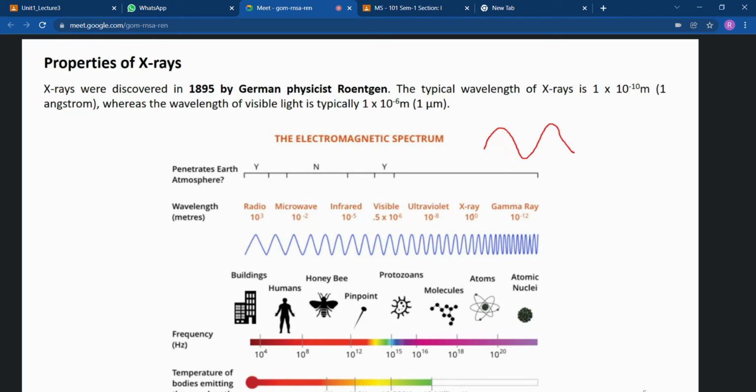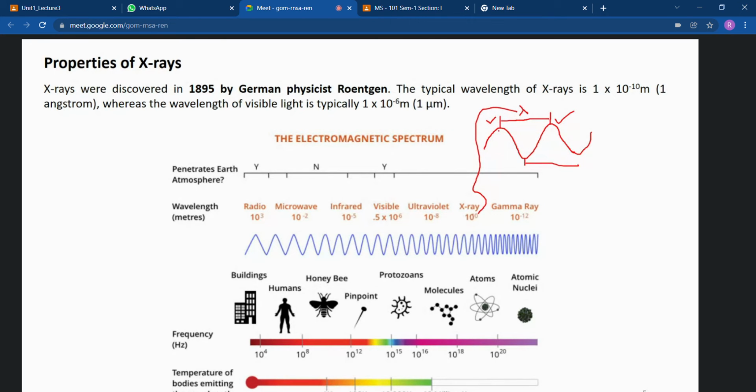I think you all know about this, so it's just a quick review. Here you can see, if you measure the distance between two crests, the top peaks, then we call this the wavelength. Or you can measure the distance between two troughs. This top part is known as a crest, and the bottom one is known as a trough. This wavelength generally lies in the range of angstrom, or 10 to the power minus 10 meter.